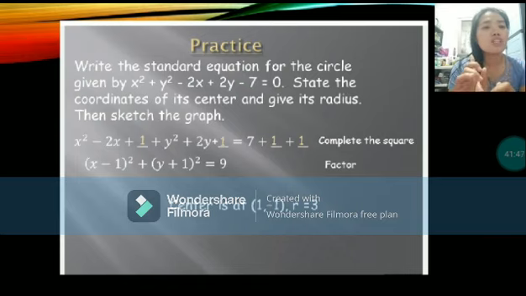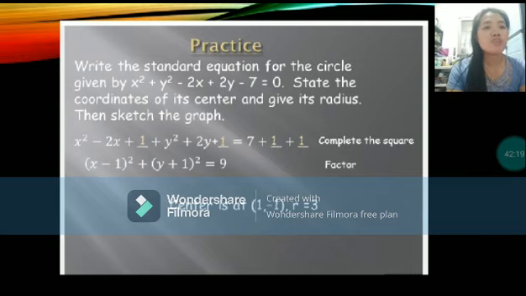So there's 1 plus 1 being added on the left side. We're going to add the same thing on the right side. We already have 7 there, then add 1 plus 1. So we have completed the square. That is (x minus 1) quantity squared plus (y plus 1) quantity squared is equal to 9. Therefore, the center is at (1, -1), and the radius is 3, because the square root of 9 is 3.